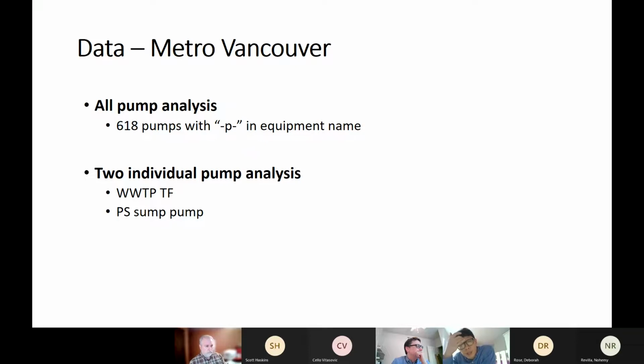And the second analysis is around two individual pumps. One is from the wastewater treatment plant, a trickling filter pump, which is huge. It's about an $850,000 pump. And then to compare that, I went to the other extreme, which is the pump station sump pump, which is only $5,000. So I just want to compare the work order cost throughout its life as compared to the replacement cost of those assets. So if I stop presenting this and then share my Excel. Sorry, any questions before I go into the Excel?